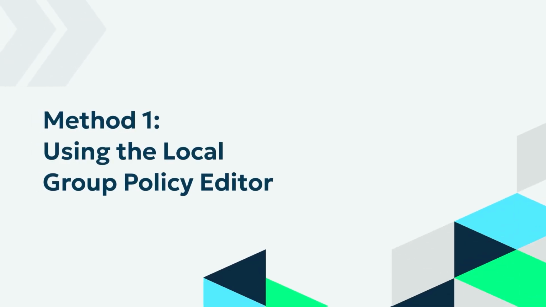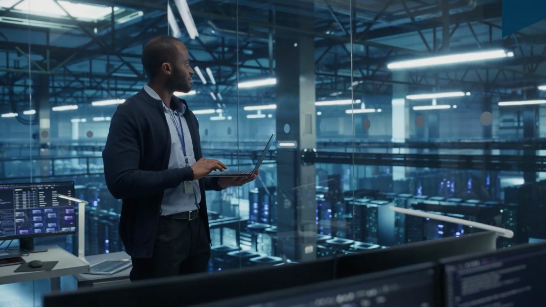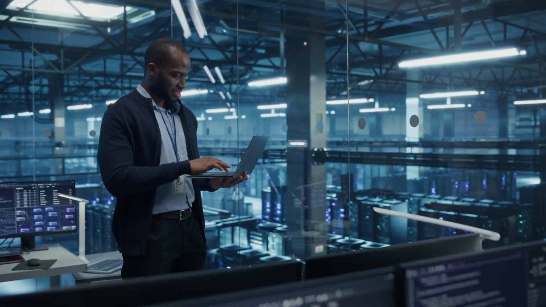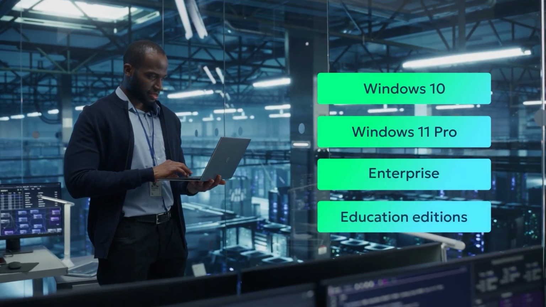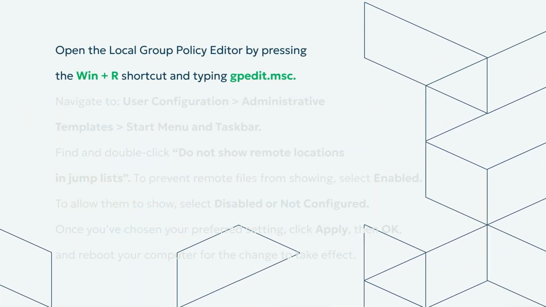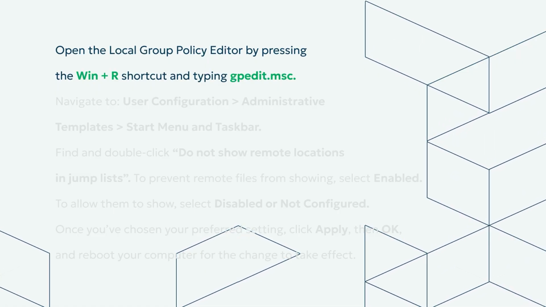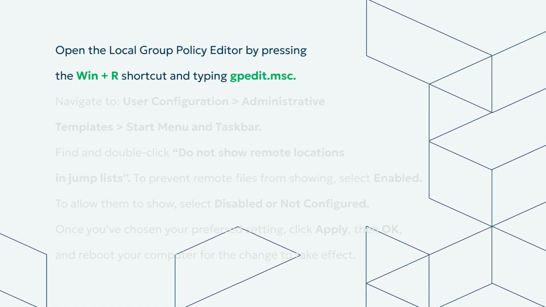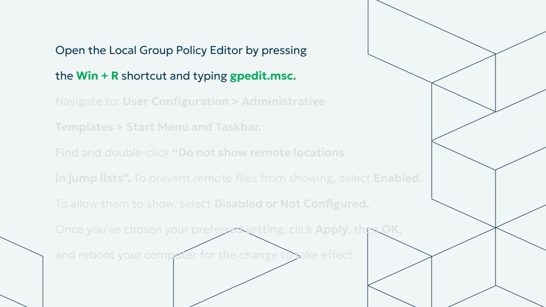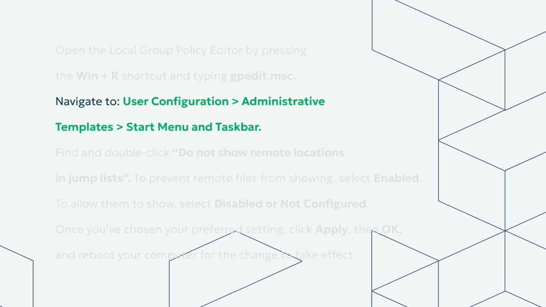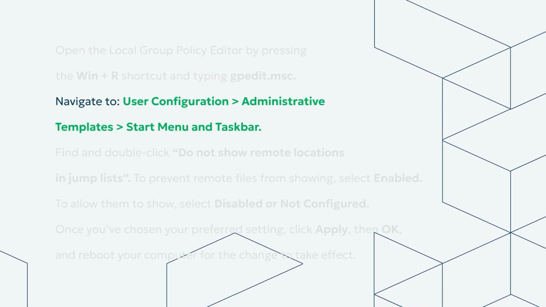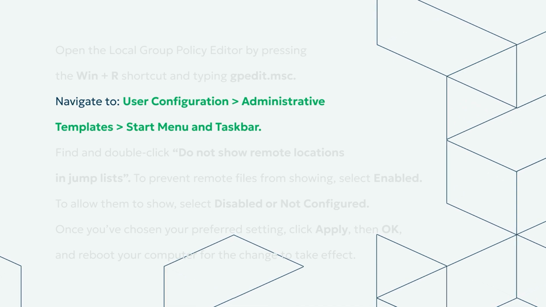Method 1. Using the local group policy editor. The first method is ideal for managed networks and is available on Windows 10 and Windows 11 Pro, Enterprise, and Education editions. First, open the local group policy editor by pressing the Win+R shortcut and typing gpedit.msc. Next, navigate to User Configuration, Administrative Templates, Start menu and Taskbar.